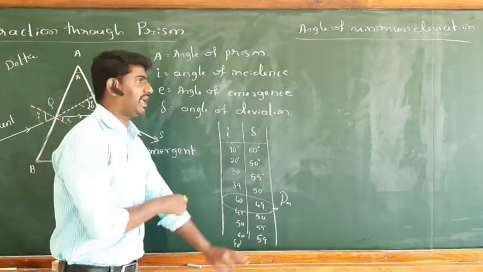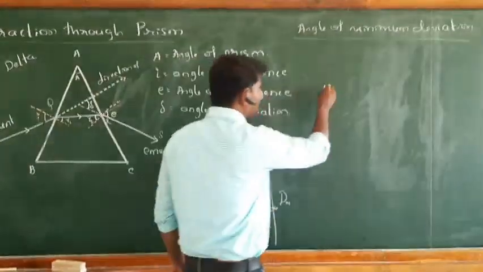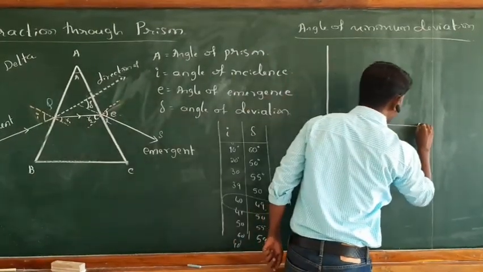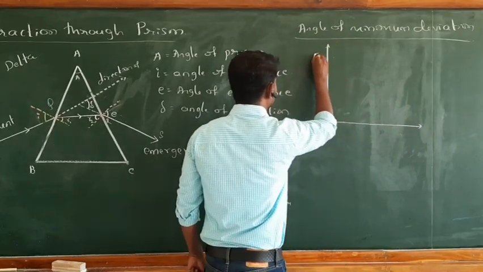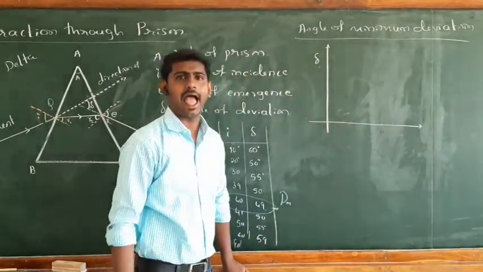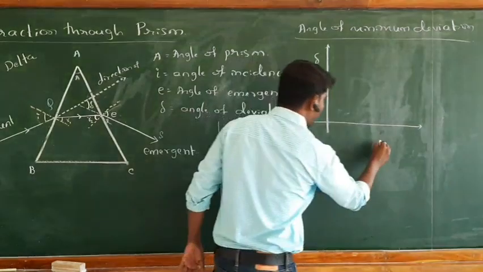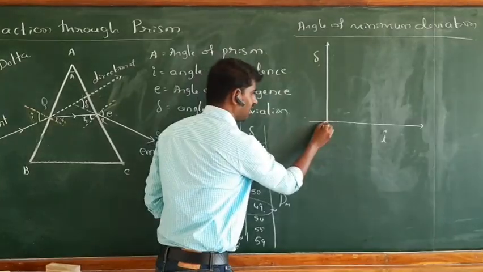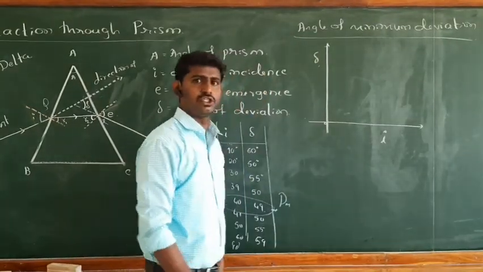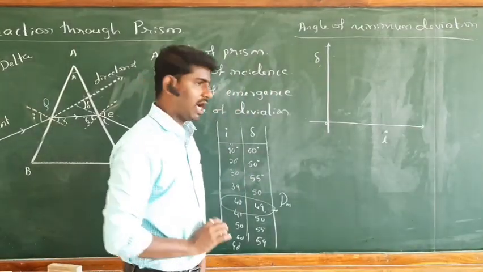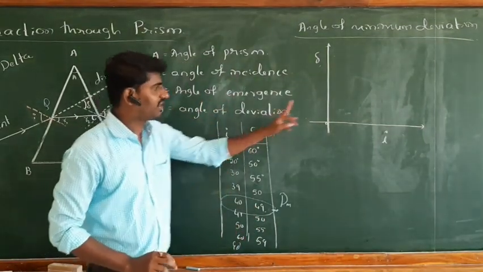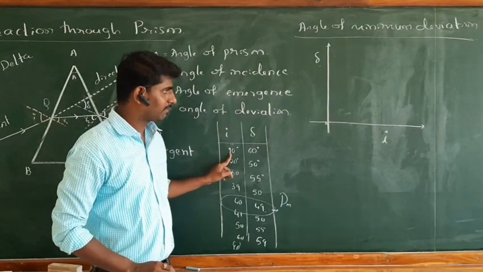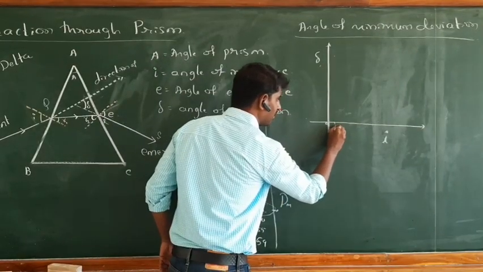Is it clear? Okay, if I draw the graph, angle of incidence versus deviation. So this is delta. What is delta? Angle of deviation. And this is angle of incidence. Both the axes start from 0, 0. Is it clear? Okay, and see our column. I'll draw the graph of these values only. First, the angle of incidence is 10.